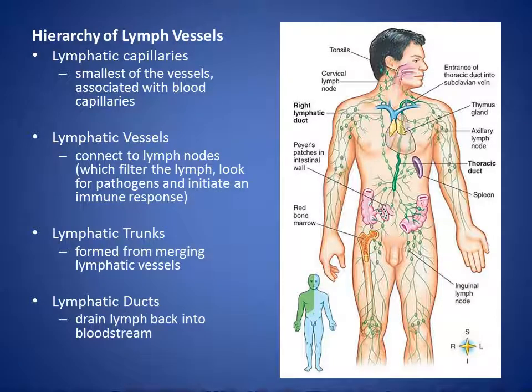There is also a hierarchy of lymph vessels, and this includes the lymphatic capillaries, which are the smallest lymph vessels associated with blood capillaries. Becoming larger, the structures become lymphatic vessels. These connect to lymph nodes, which filter the lymph. These join and form lymphatic trunks. So these are the merging of larger lymphatic vessels. And to final structures known as lymphatic ducts. And these ducts drain the lymph back into the bloodstream.